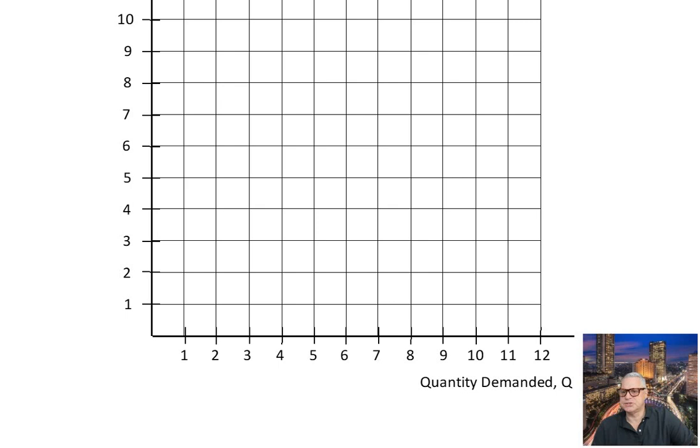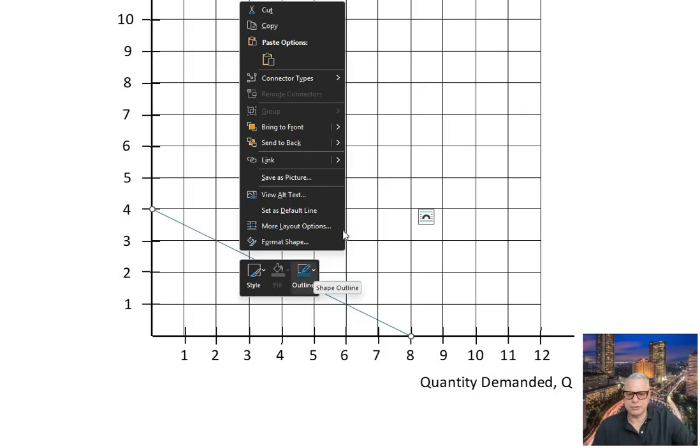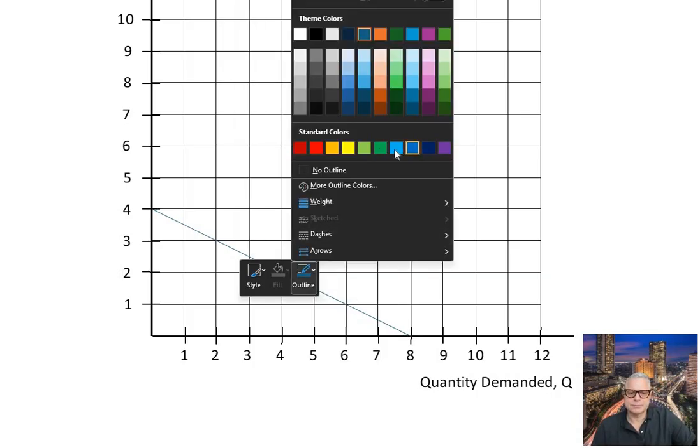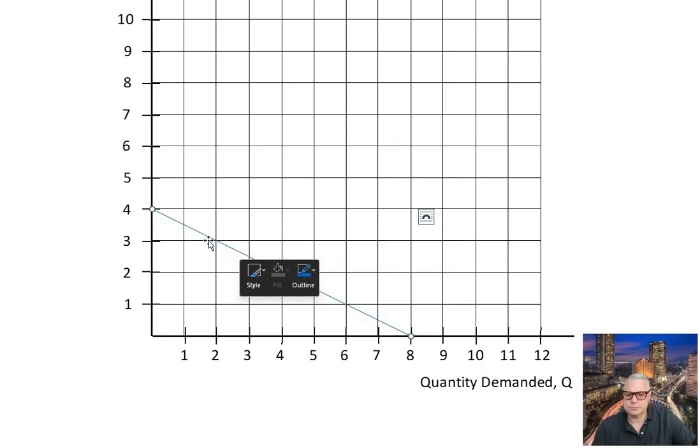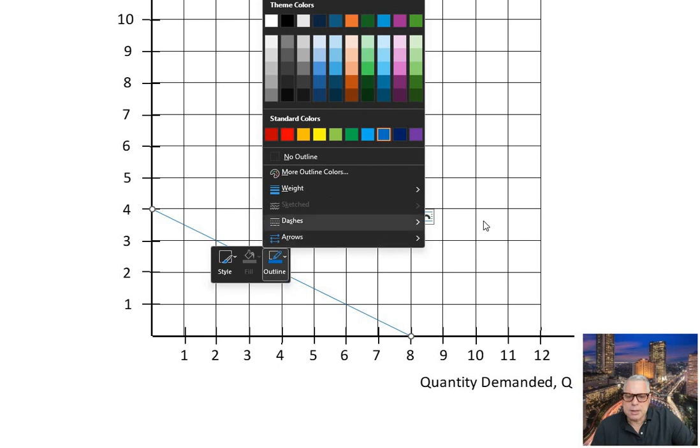Okay, so we said one function is, let's insert the shape. So the first one was 4 minus 1/2. So that means the intercept was 4, the slope is 1/2, which means it will intersect twice as far as the intercept. Okay, so that is the first. I'll do the first one in maybe blue, and make it a little bit bigger.